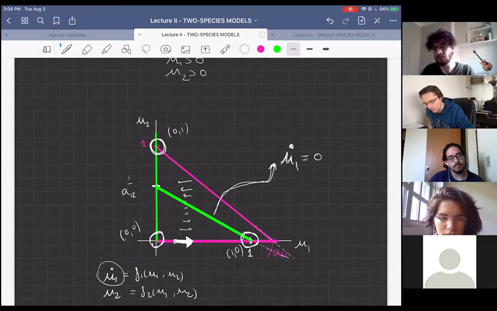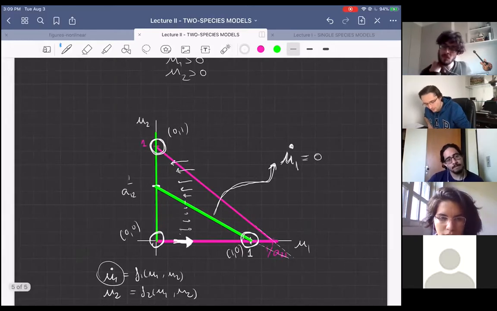If I cross this pink line, nothing happens to the derivative of U1 because it's at the U2 null line. So now I have nothing to do with U1 dot. If you do the same for the derivative of U2, you will get the same. Here it's going to be positive, positive, and eventually it's going to be negative.